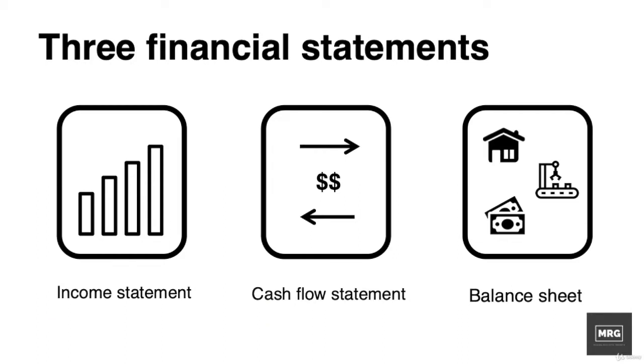We have covered the three financial statements. Firstly, the income statement that records how much money is made by the company. The cash flow statement records how much money is being moved in and out, the physical cash of the company. And lastly, the balance sheet, which shows the financial position or strength of a company.